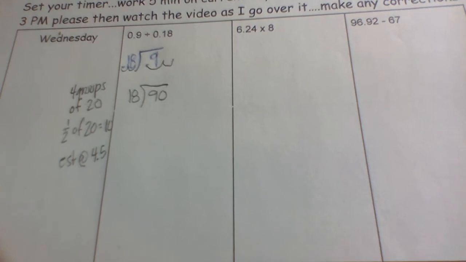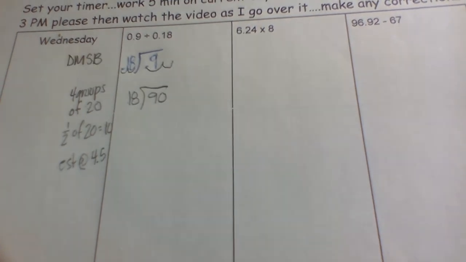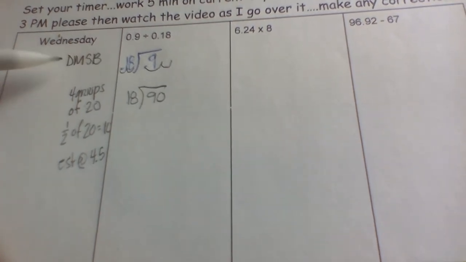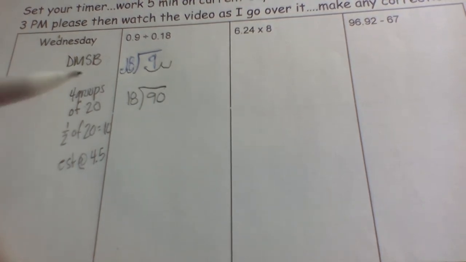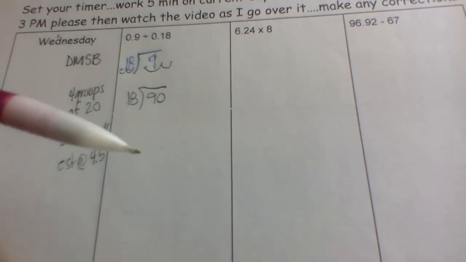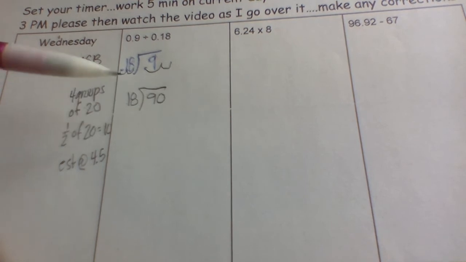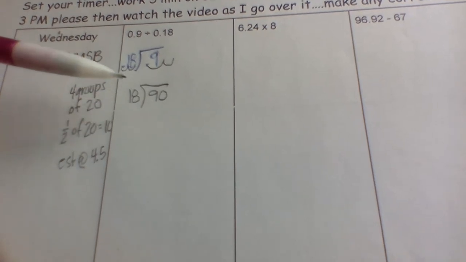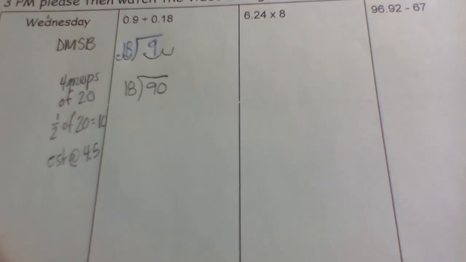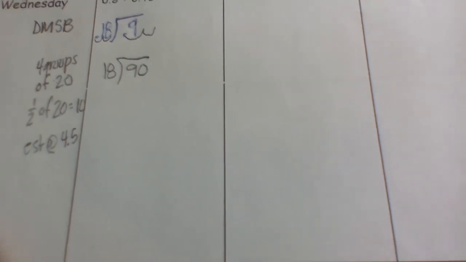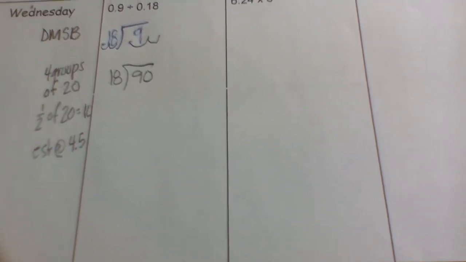Okay, so let's talk about the division now. We need to talk about our steps: divide, multiply, subtract, bring down. I'm going to start with my idea of 4, so I'm going to put that here. Because if I look here, if I have 9, I definitely cannot make any groups of 18 because 9 is less than 18. And remember, I need my groups. So let's take a look.